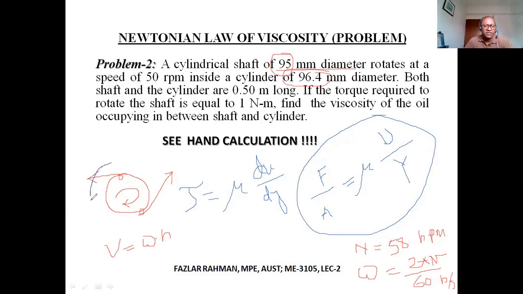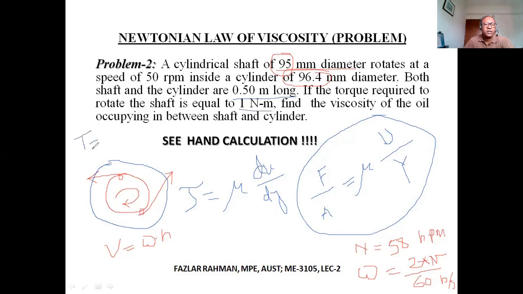So I am saying this is the cylinder. And the cylinder is not moving, only the shaft is moving. Both shaft and cylinder have a certain length. What is the length? 50 millimeter long. If the torque required to rotate, okay, this shaft will not rotate automatically. You need to apply some force or torque, right? To rotate the shaft, you need to apply torque T.